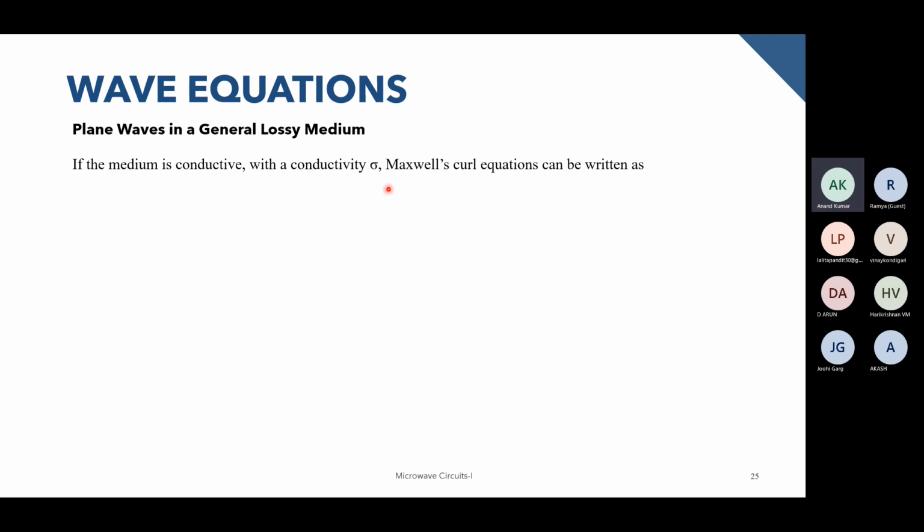Okay, so today we will start with plane waves in a general lossy medium. We know that the loss in a medium is given by the imaginary part of the permittivity or permeability. If a medium is conductive, we have defined its conductivity as sigma. The Maxwell's curl equations are given by this. So we have this term coming up over here. This is the new term, so we have to make sure we take it into account while doing all the calculations.